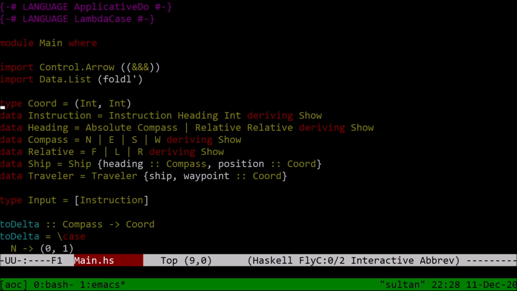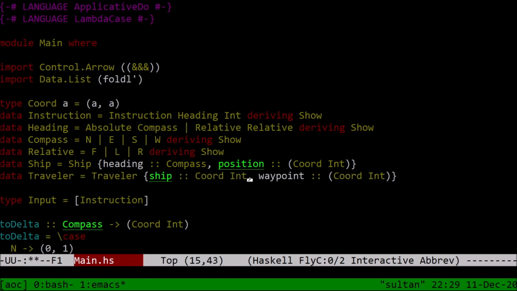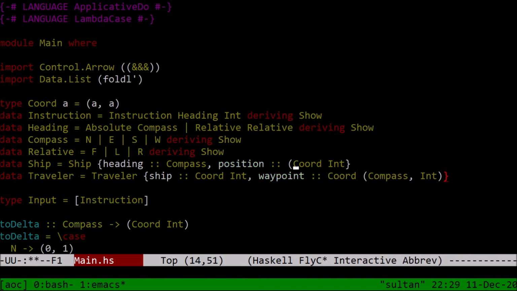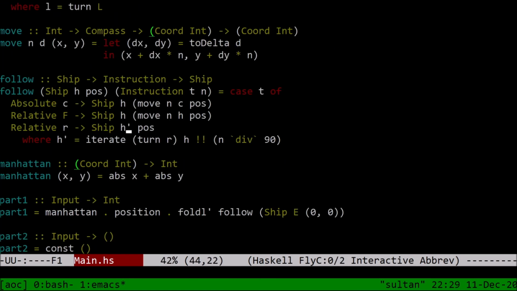Let me make a little change here. I'm going to replace chord with chord of int. And here I'm going to say chord of a is a pair of a's. And our waypoint is no longer a chord of int, but a chord of pair of compass and int. There's a lot of redundant brackets, it's true. I maybe was a little too zealous when I put them in. In fact, if I'd thought about it, I would realize you probably don't need them in any cases. Yeah.